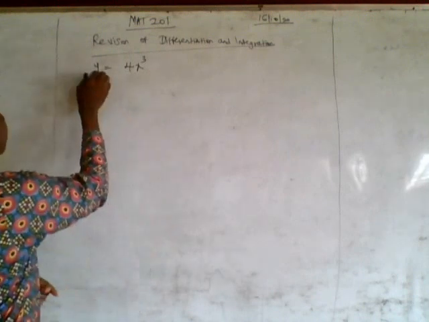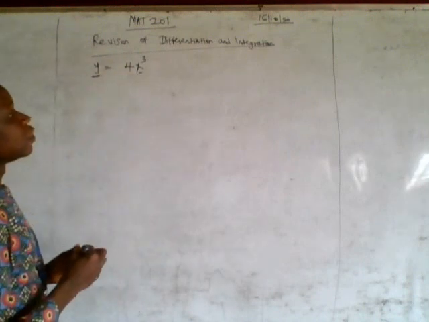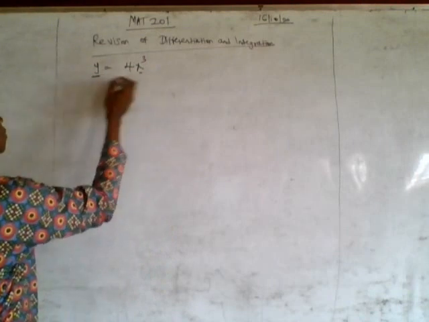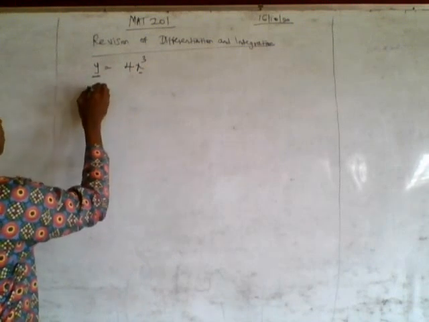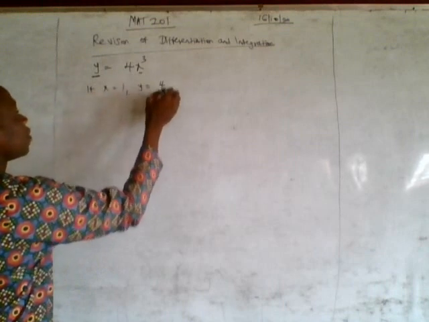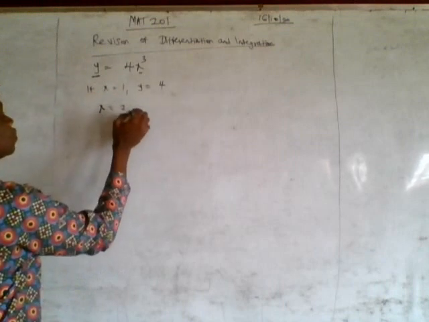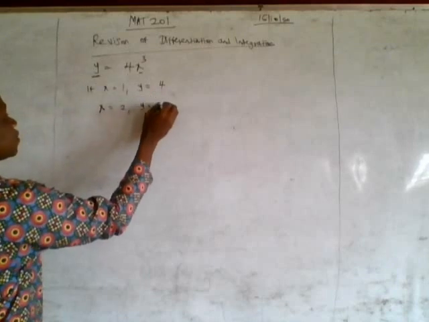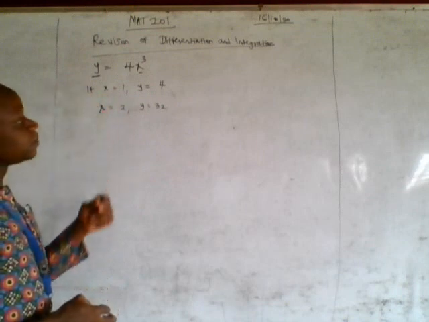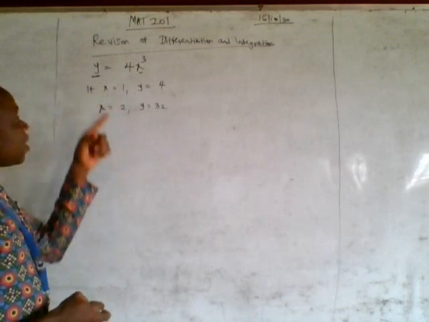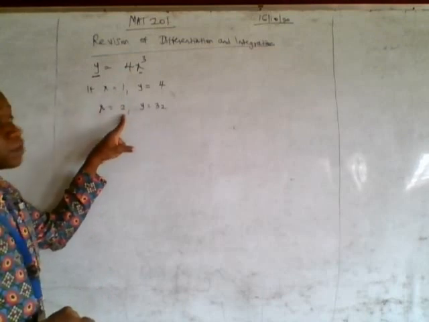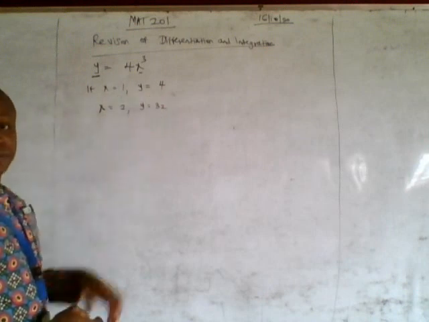We have two variables here. We have y and we have x. So a change in x could bring about a change in y. That is where we assign values to x. If x is equal to 1, then y is 4. If x is equal to 2, you discover that y is 32. So we notice that a change in x brings about a change in y. When the value of x changed from 1 to 2, that of y changed from 4 to 32.